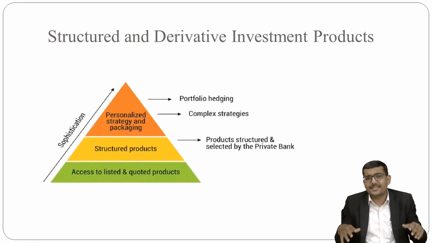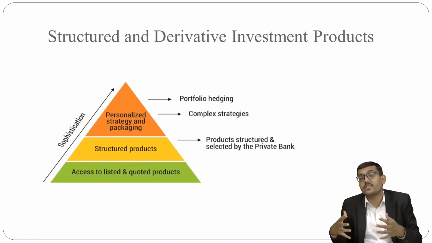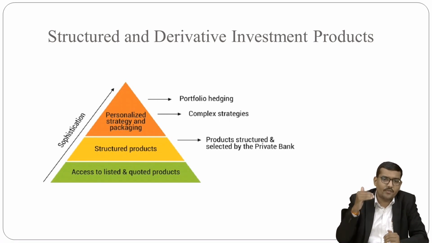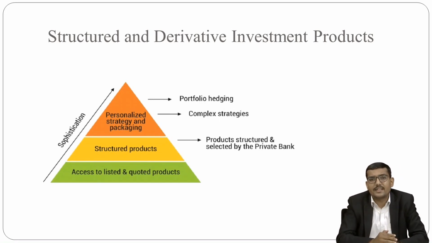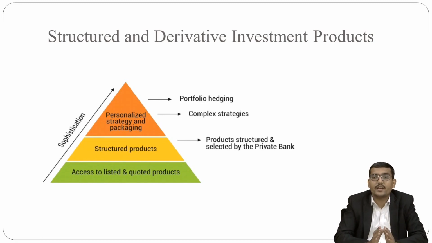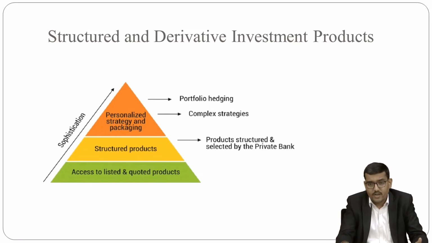Now let us define the structure of derivative investment products. We can analyze it in a pyramid structure. First, determine the portfolio hedging and complex strategy with respect to the product structure and selected private bank. In that, they define the personalized strategy and packaging, then structure the product, and then access the listed and quoted product. So ultimately, this gives a very easy structure to deal with derivative investment products.